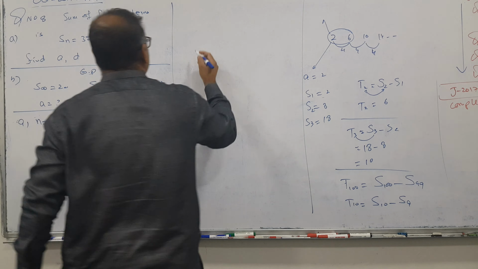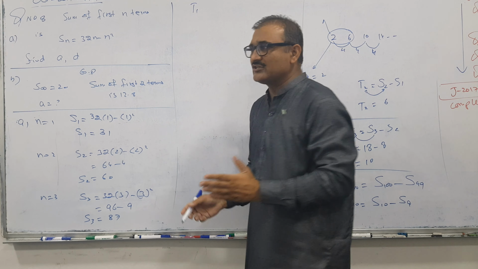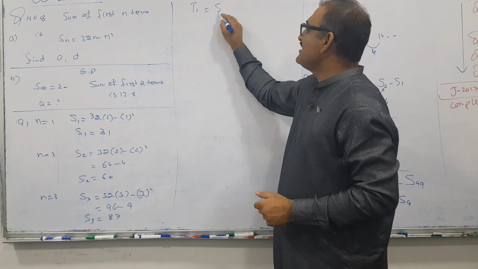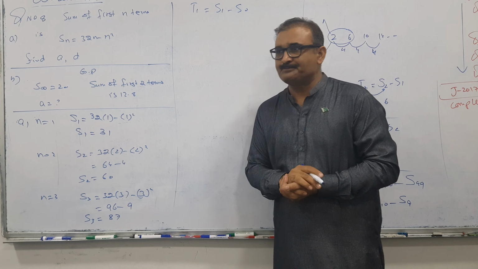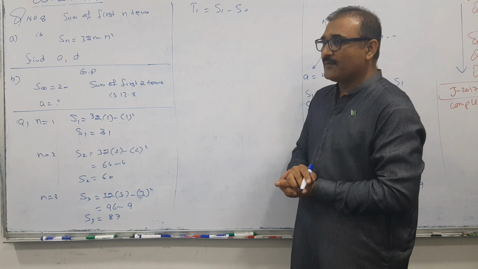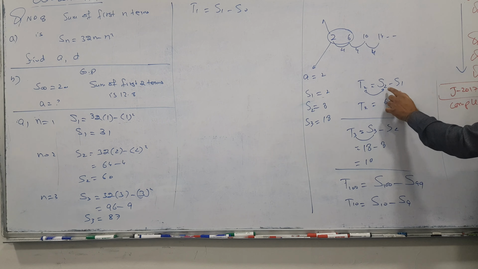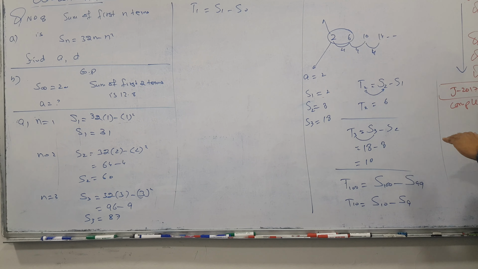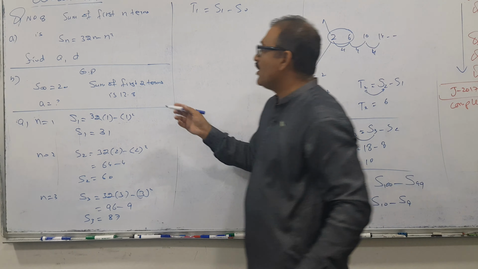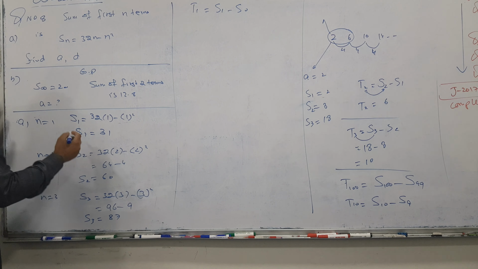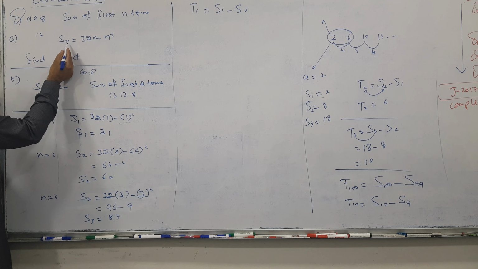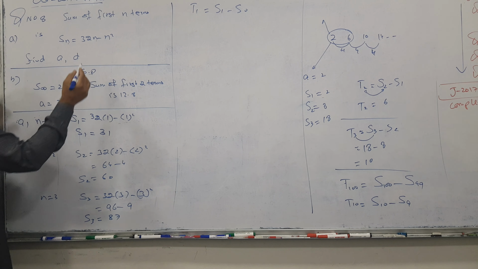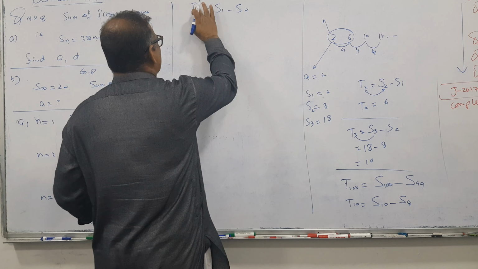Now, if I'm looking for the T1 term, what is the formula? S1 minus S0. Clear? I repeat again. I said before, this number is always the same and this number smaller. Okay, what is S0? You want to find S0 as well. How to find S0? I have to put 0 here. When I put 0 here, so 0 and 0. So I think let's find T2 first.